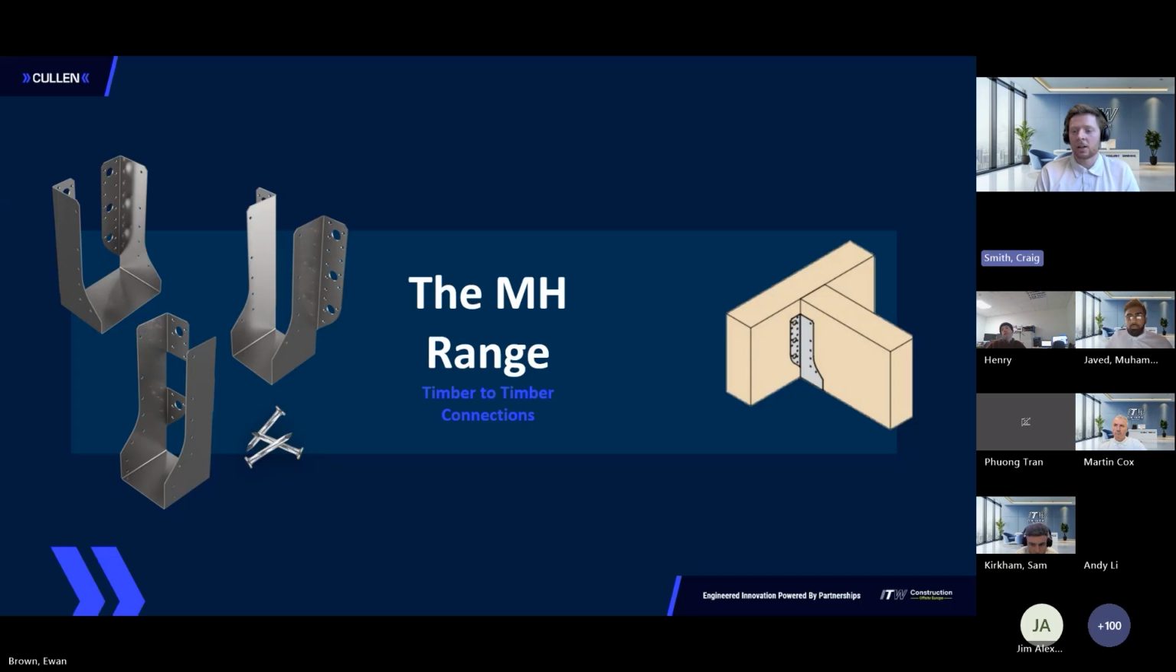The final timber hanger that we're going to go over is the MH. So you can see there's a few different variations of this. It's a timber to timber hanger for floors and roofs. But again, this is mainly floors that we're focusing on today. It's compatible with I-joist, metal web joist, and solid timber.